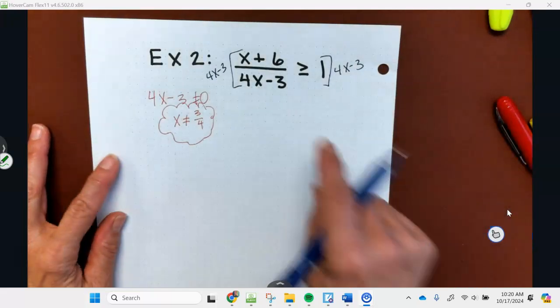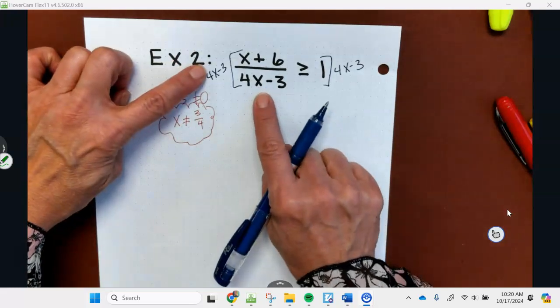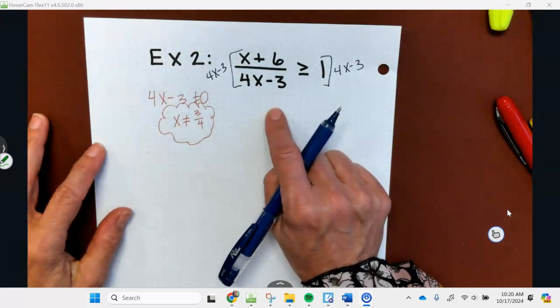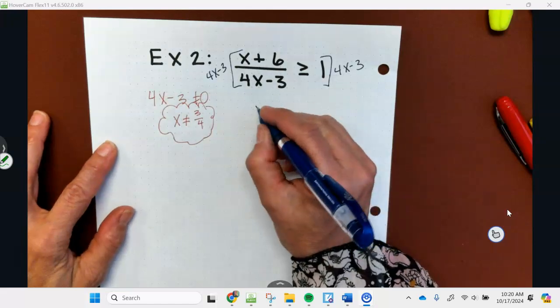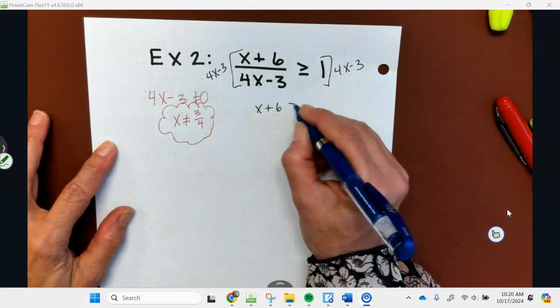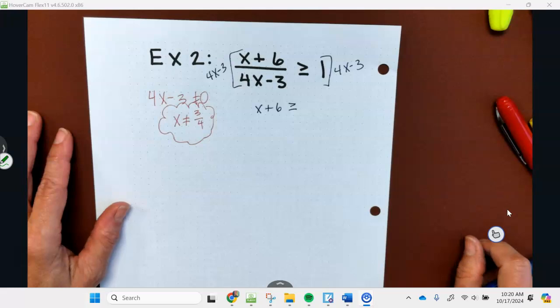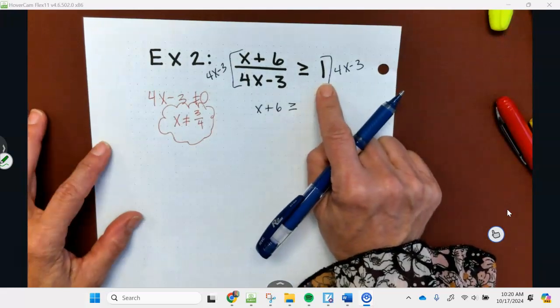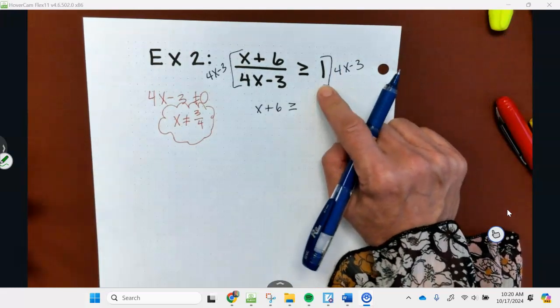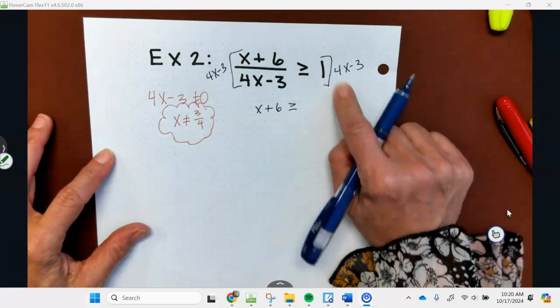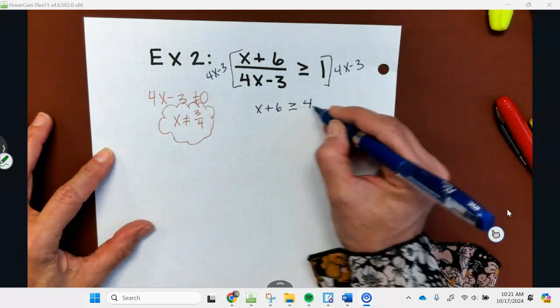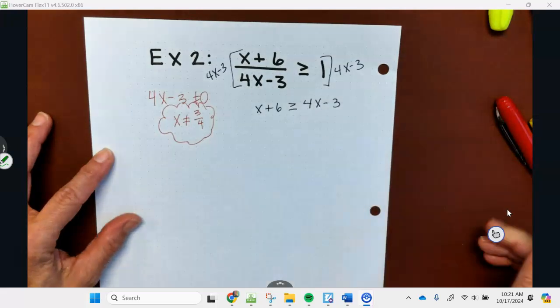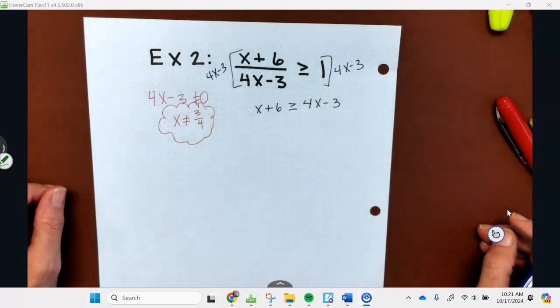Okay, so the good news, over here on this left side, they cancel out, which is exactly what we wanted. So the left side is just going to be x plus 6. Let me recopy the inequality sign. And then, y'all, we would distribute this to the 4x minus 3, but it's a 1. So 1 times anything is whatever it is. So 4x minus 3 is going to go on that side.